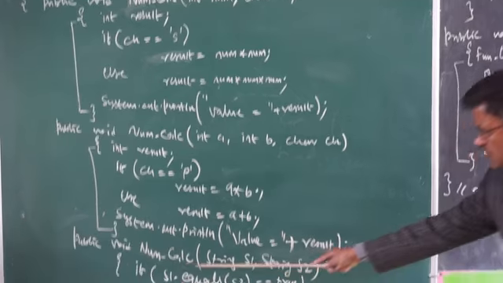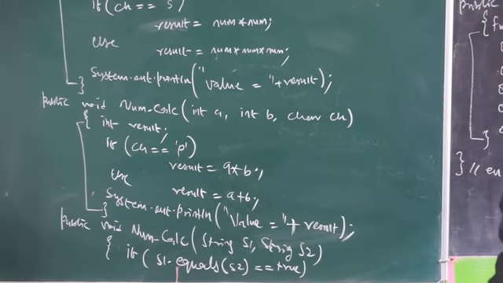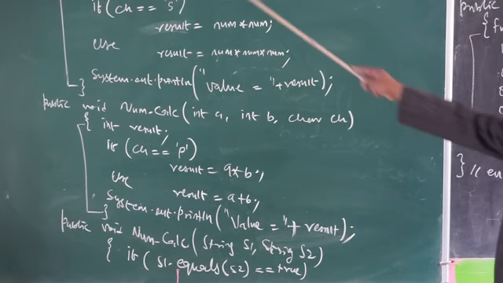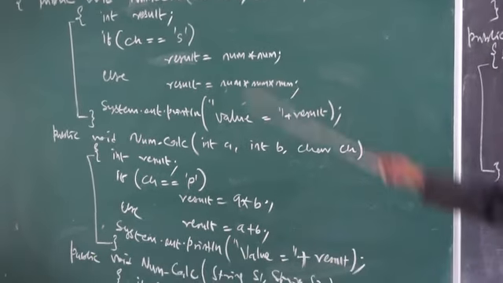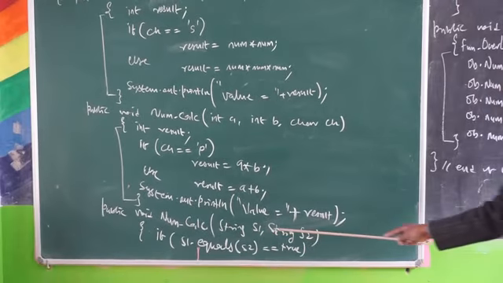What does the third function do? The second last line. Have a close look. In the third function, there are two parameters. Please note, here also two parameters, here also two parameters. Here one integer, one character. Here both the parameters are strings.